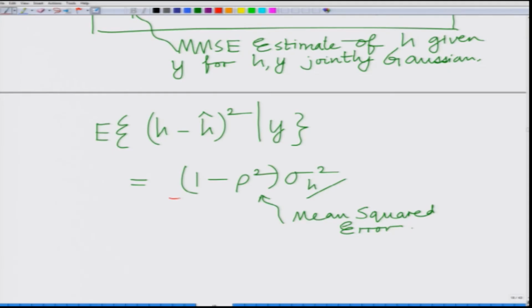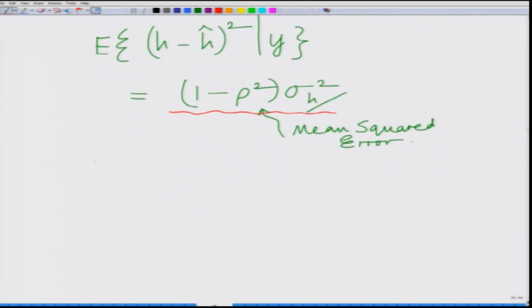What is the interesting thing that you can observe from this mean squared error? Consider two particular cases. So, let us write this as an interesting observation.